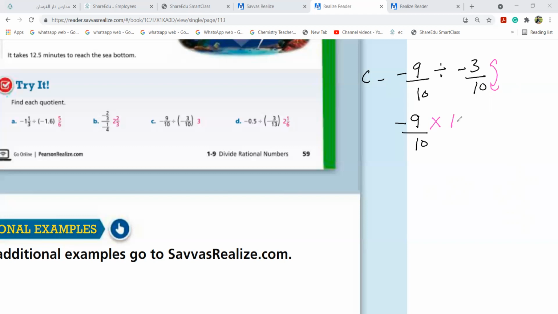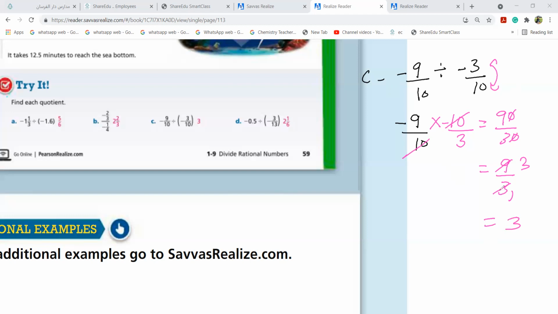I copy 9 over 10. I put division. 90 over 30. Even if you make it 90 over 30, because of the positive sign, the 0 can cancel, right? You have 9 over 3. Or simply, you just cut 10 and 10 and you get 9 over 3. Flip it. 3 times 3. My answer is 3.